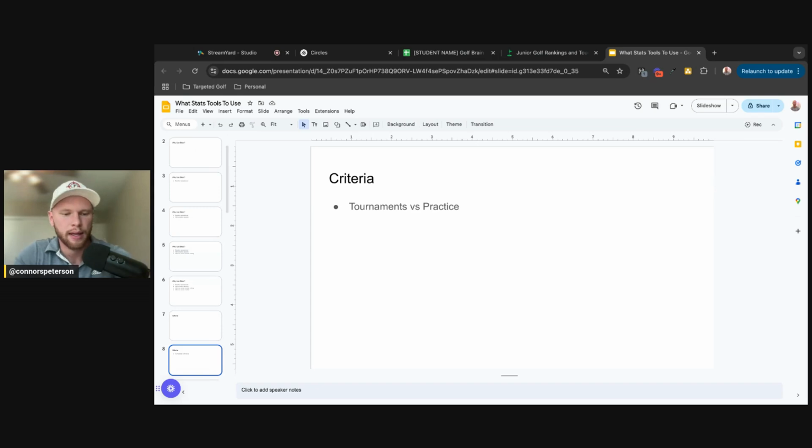So criteria. When we're looking at stats tools, I'm not dogmatic. I don't say, hey, there's one stats tool that everyone has to use. But I do have criteria for what I want to look for in a stats tool. And if a stats tool can't do these things, it really is going to limit your ability to get value out of that tool. So this is just super important here. I get asked about this all the time. So here's actually what you want to evaluate.